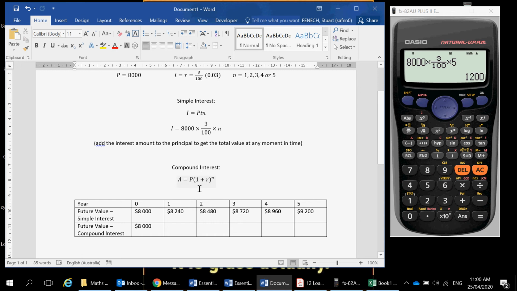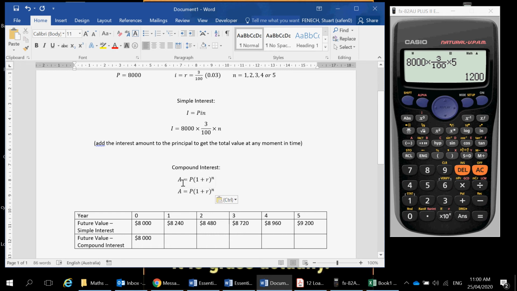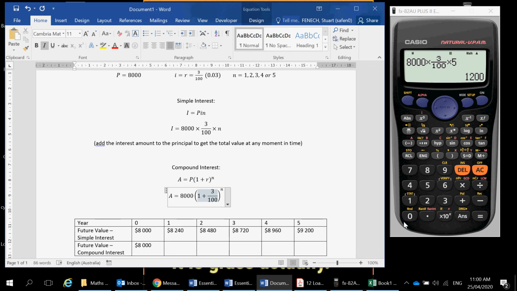For compound interest, this is slightly easier. Because A gives you the value. A is the value of your investment, and it just gives you that at any time from the formula. We put in our 8,000 for P. We put in our R, which is 3 on 100. And N will, of course, be different depending on which year we're looking at.